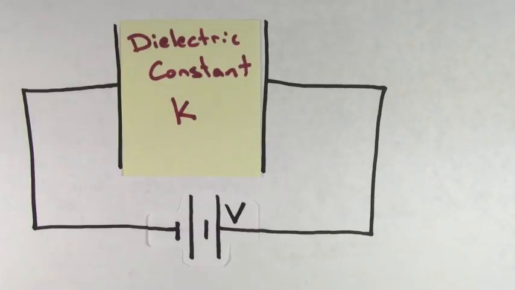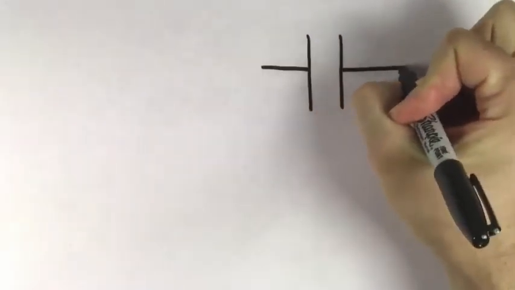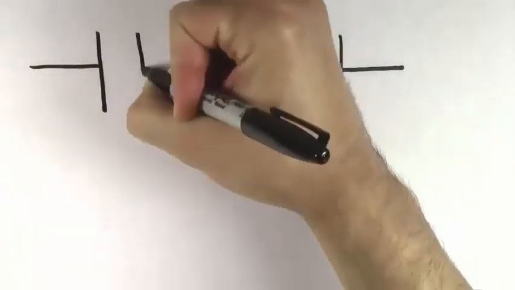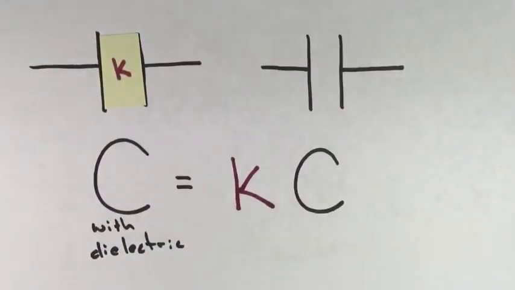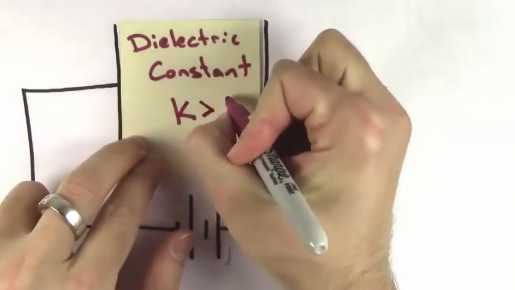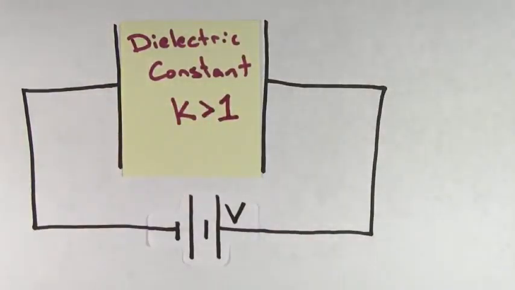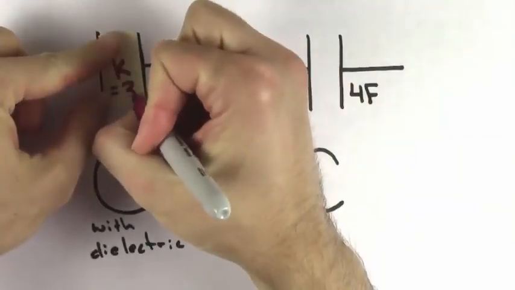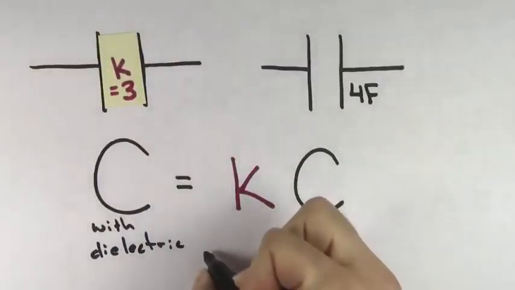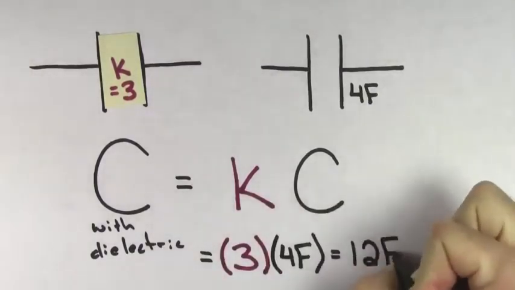The dielectric constant is often represented with a Greek letter kappa or simply a K. The formula for finding out how the dielectric will change the capacitance is simple. If the capacitance of a capacitor before inserting a dielectric was C, then the capacitance after inserting a dielectric is just going to be K times C. We should note that since a dielectric always increases the capacitance, the dielectric constant K for a non-conducting material is always greater than 1. So for example, if a capacitor has a capacitance of 4 farads, when you insert a dielectric with dielectric constant 3, the capacitance will become 12 farads.